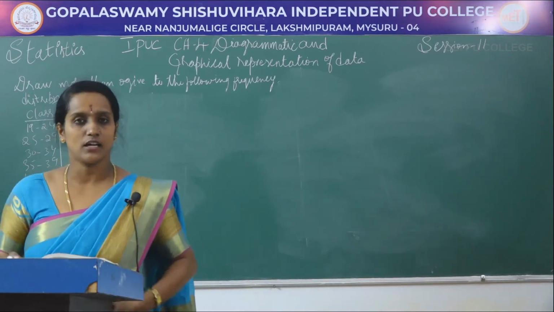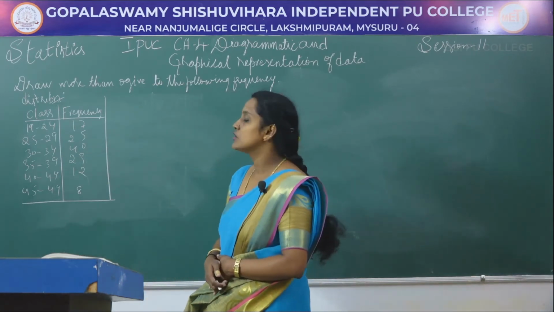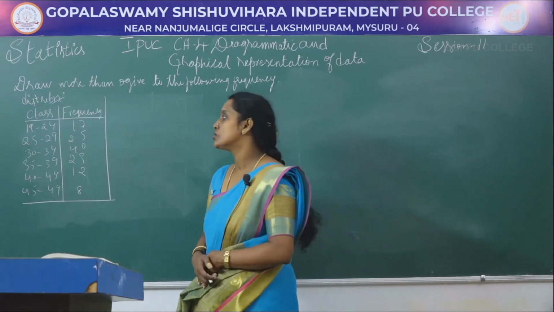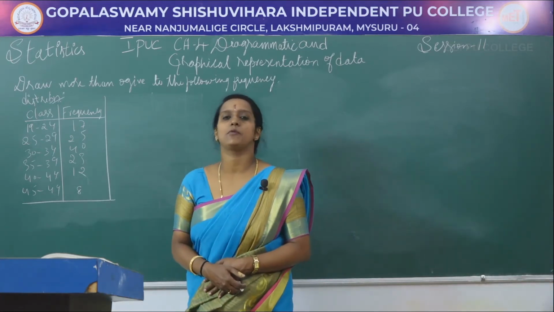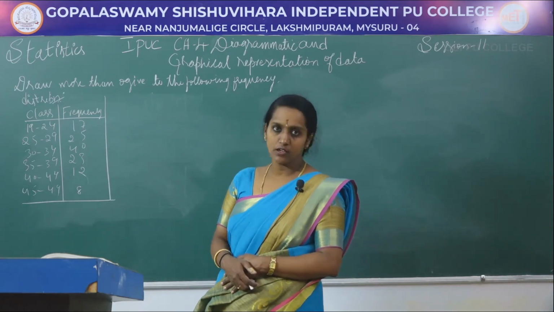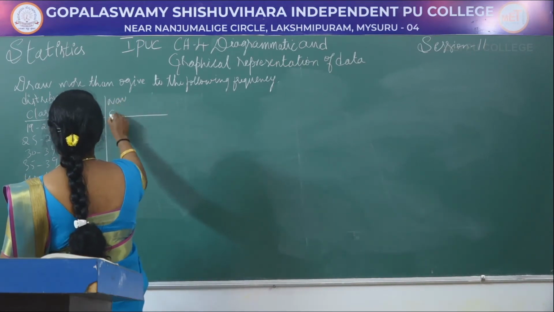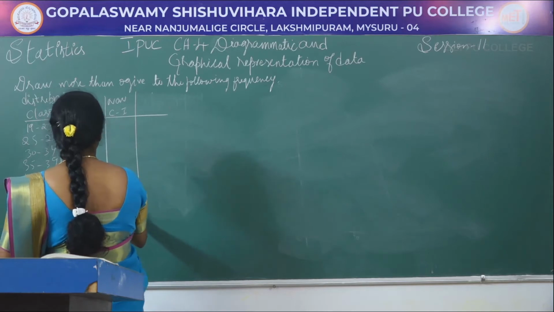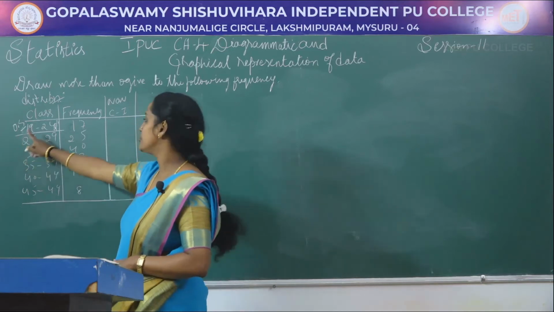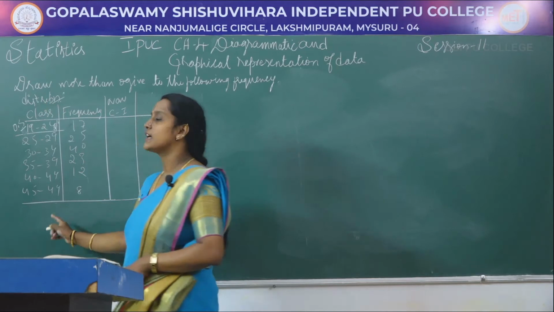See, for this data, the classes are not continuous. These type of classes we call inclusive type of class intervals. So first we have to convert this inclusive type of class interval to the exclusive type of class interval. Then we can go for the more than ogives. To make this exclusive type, you have to subtract 0.5 from the lower limit and add 0.5 to the upper limit so that our classes will become continuous.